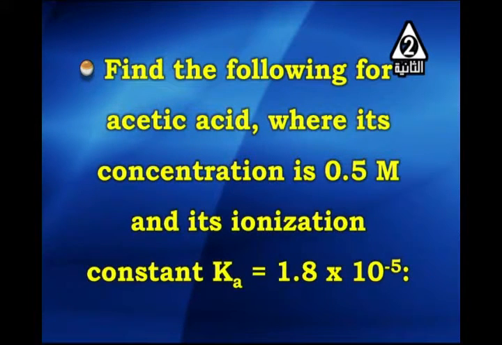Another example, my dear student. Find the following for acetic acid, where its concentration is 0.5 molar and its ionization constant Ka equals 1.8 times 10 to the power negative 5.